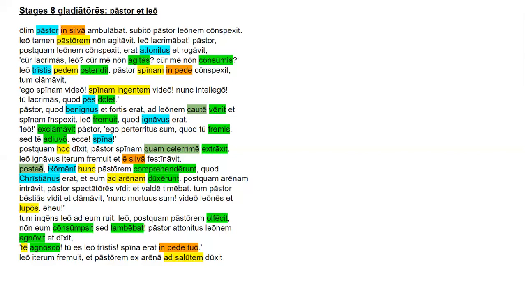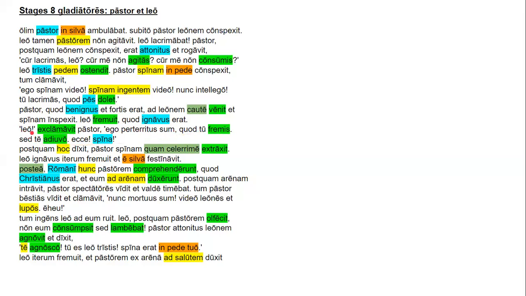And why is he cowardly? He's afraid of the strange man approaching him, and potentially the pain of the little thorn in his paw. So let's put it all together. So the lion roared because he was cowardly. Next sentence. Leo exclamavit pastor, ego perterritus sum quod tu fremis.